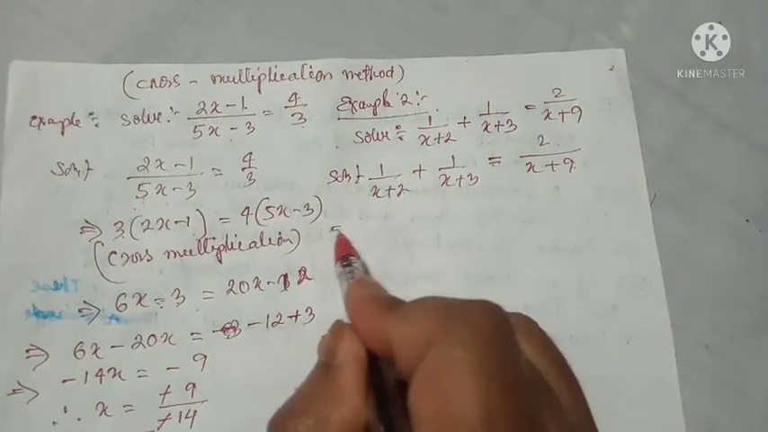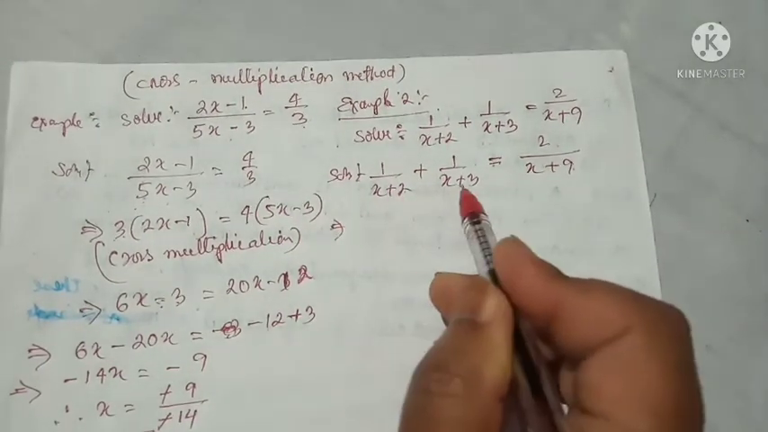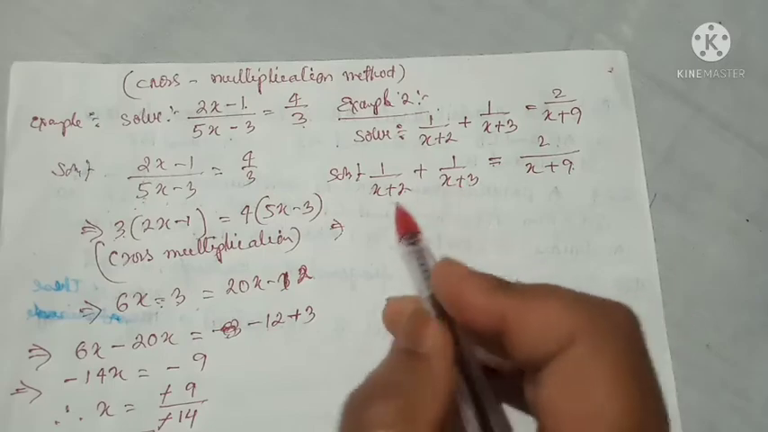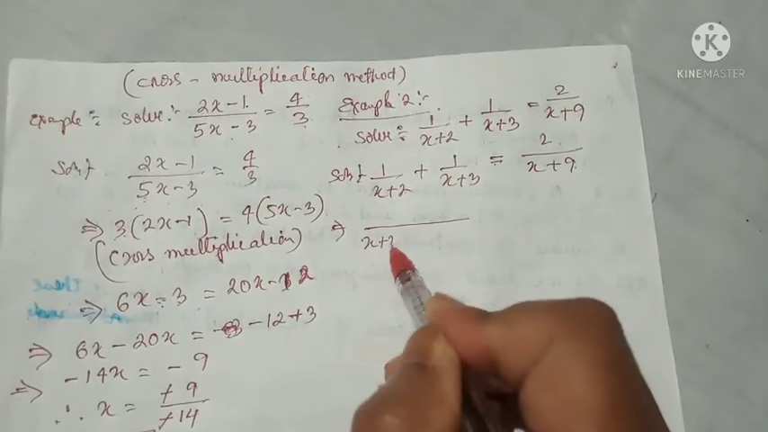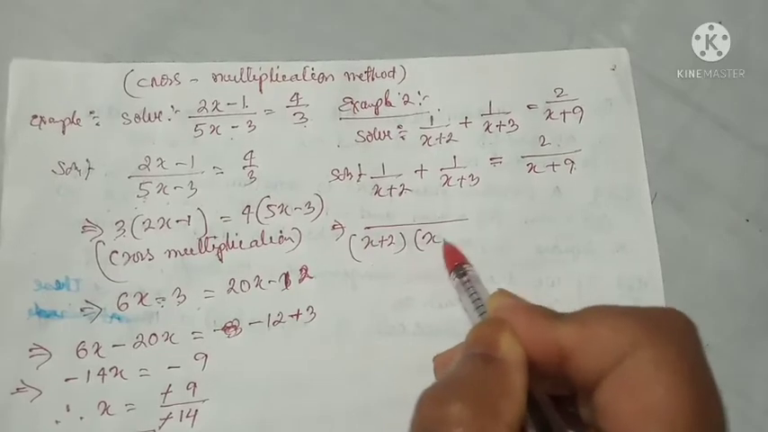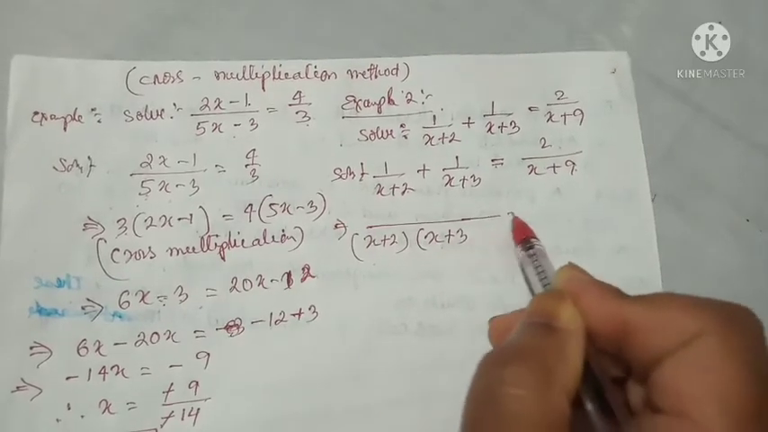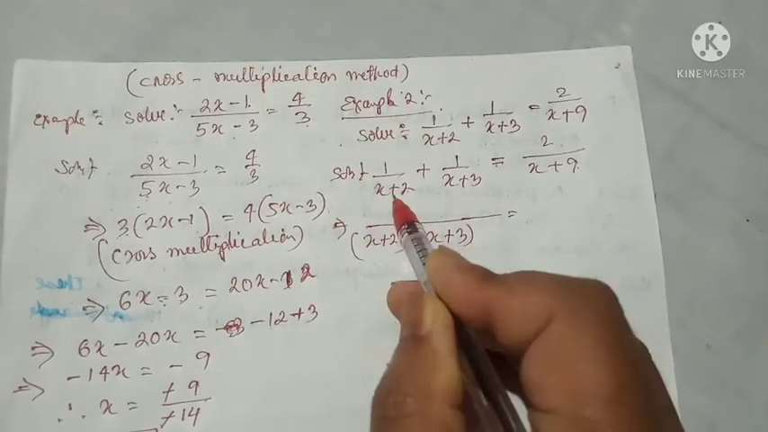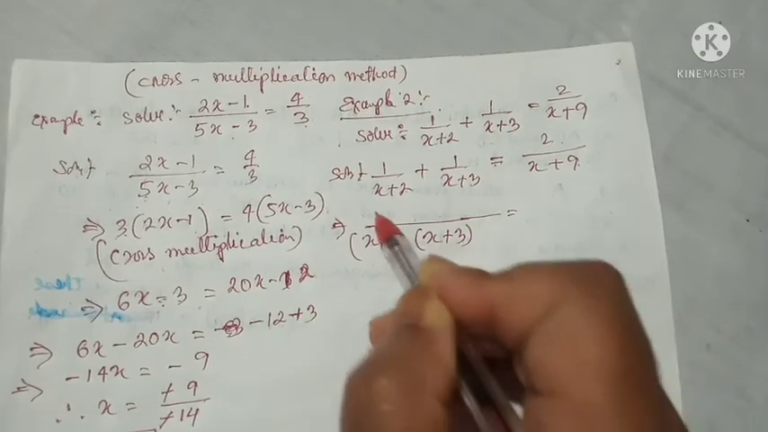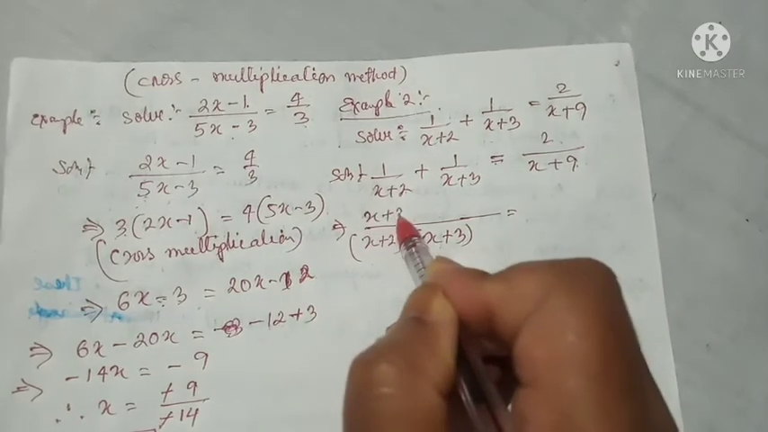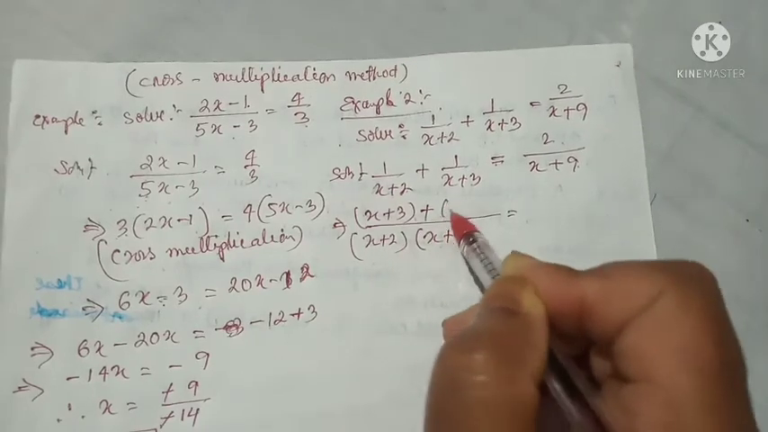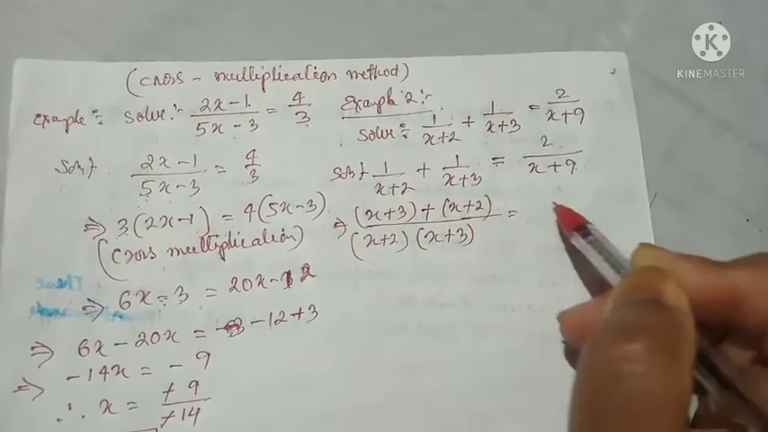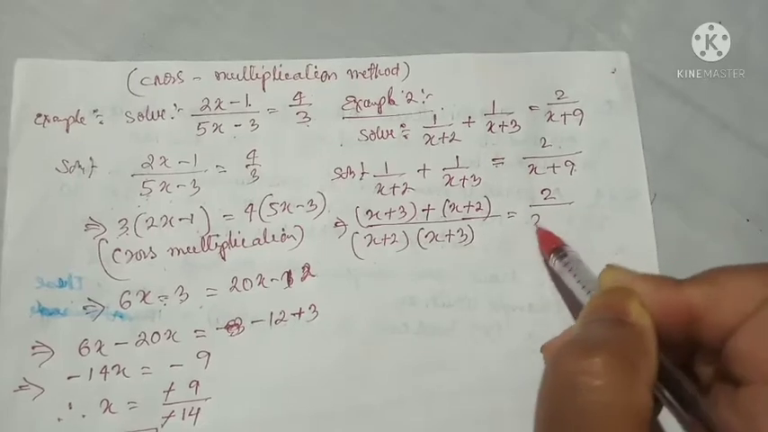So in this case we have to take the LCM of both denominators on the left hand side: (x + 2)(x + 3). Here, if you divide, it will remain x + 3, plus, here again if you divide, x + 2 will remain. On this side, 2 by x + 9.